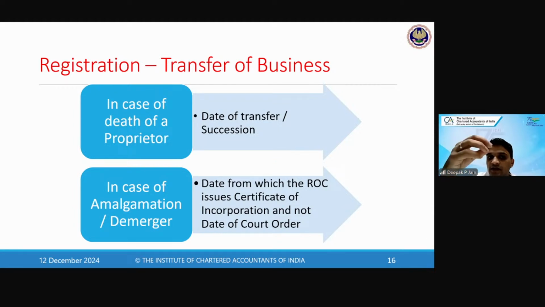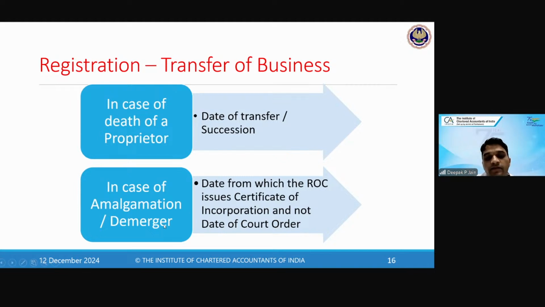In such a case, in case of death of a proprietor, the date of transfer or date of succession will be the relevant date when you have to take registration. Within 30 days of the date of transfer, you have to apply for registration. Or if there is a succession, within 30 days from the date of succession, you have to apply for registration.